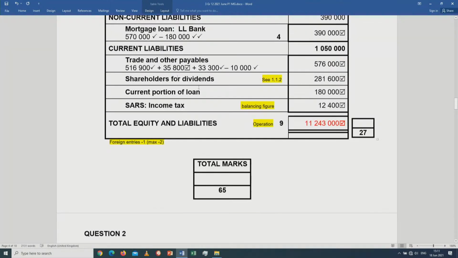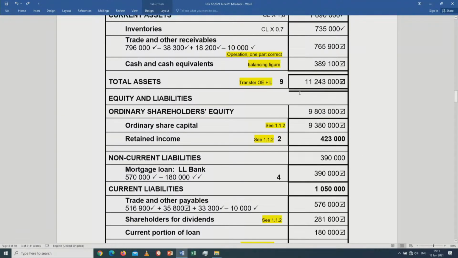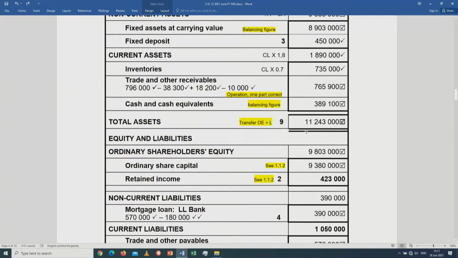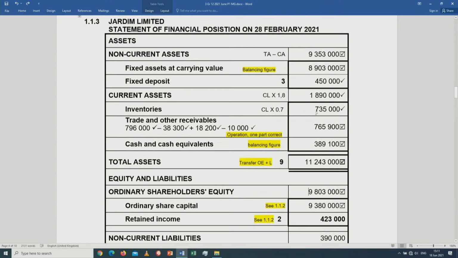So the figure of total equity and liabilities must be the same as the total assets. But when we check the operation of this plus that, it must be this one and this one must be transferred there. Then the learner will earn a mark there. Okay, colleagues. So remember here, we don't have this figure and we also don't have this figure.